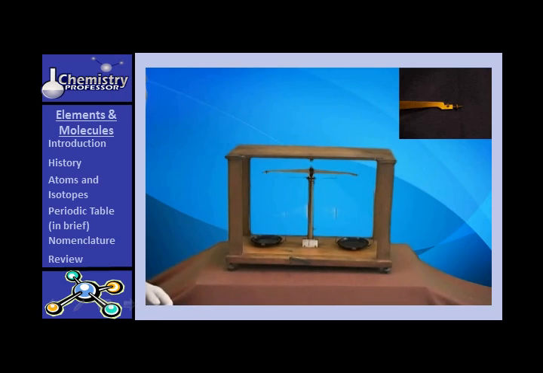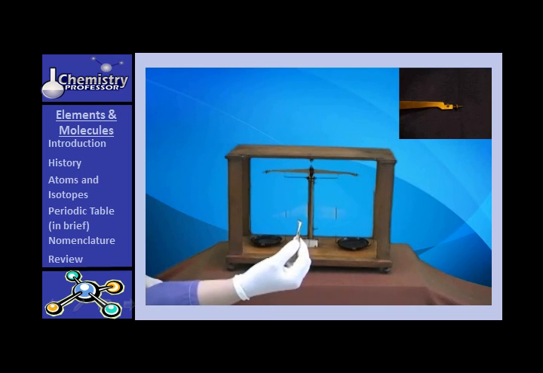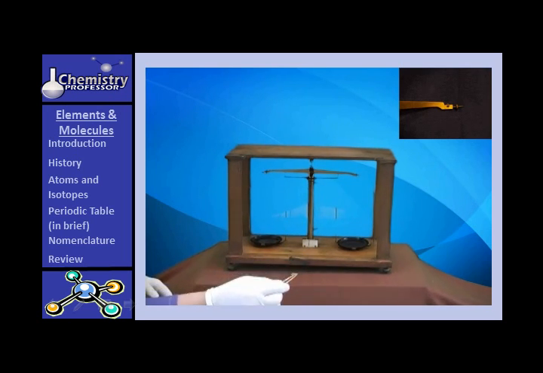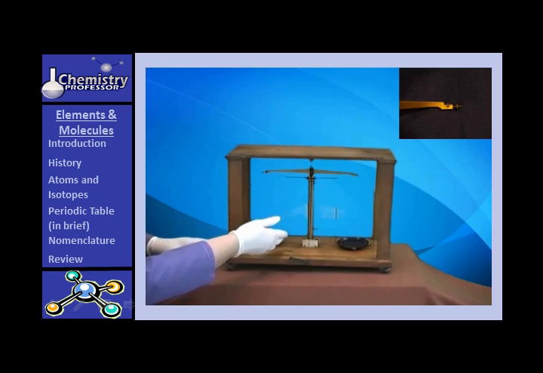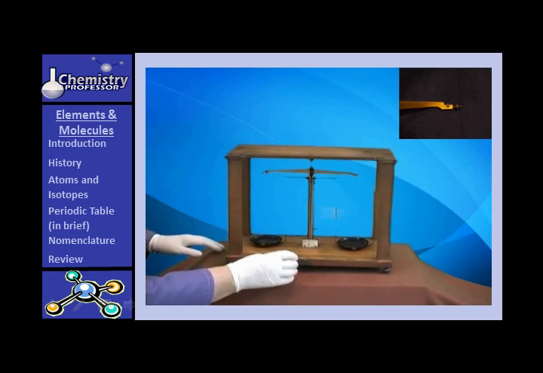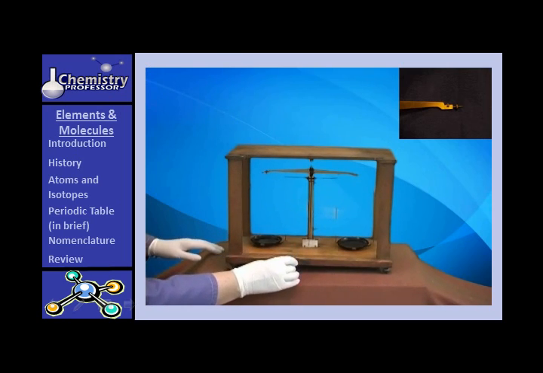There were even some that very possibly weighed different amounts, but this is what I have. For example, here's a 200 milligram piece of metal. It's engraved on there. And they would place the material to be weighed on one side, and they would begin adding weights. Now, how did they keep the pans from swinging?